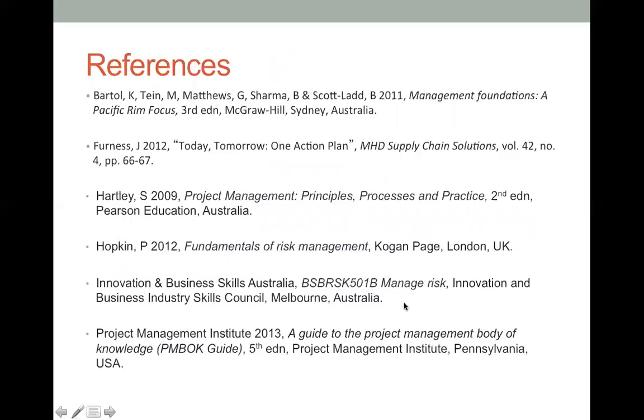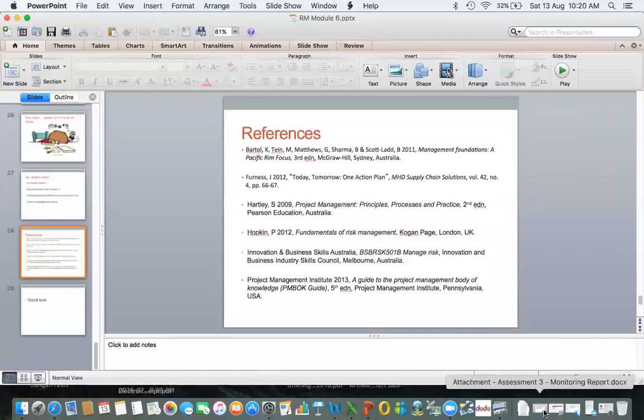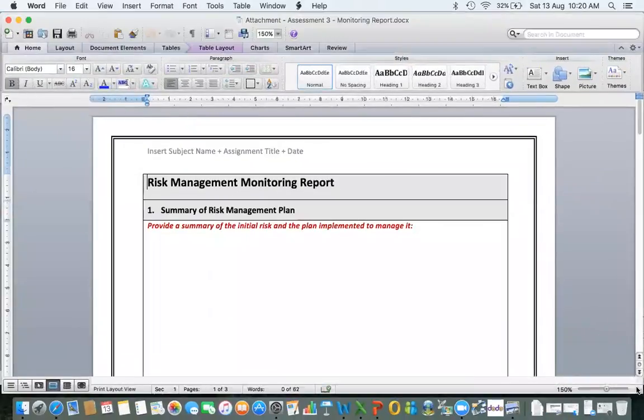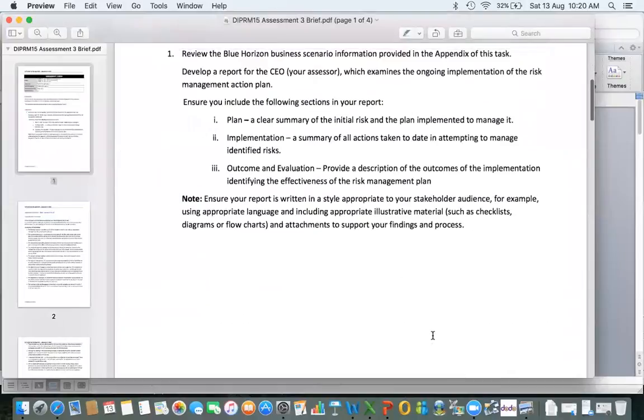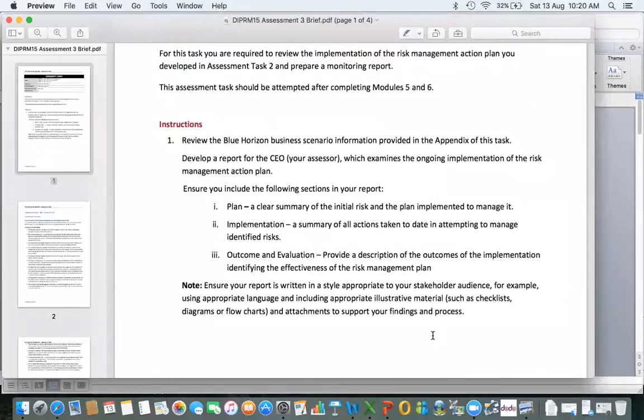Right, now let's have a look at the assessment as discussed before. Oops, this is the template. Now, this is the brief. Again, last week we discussed this. So the tasks in here actually focus on monitoring it.